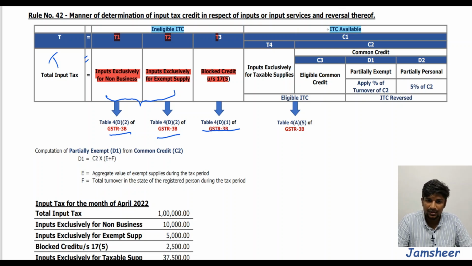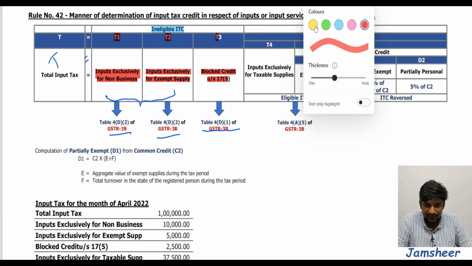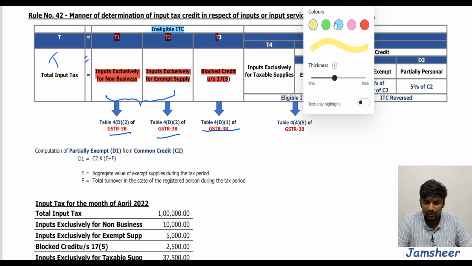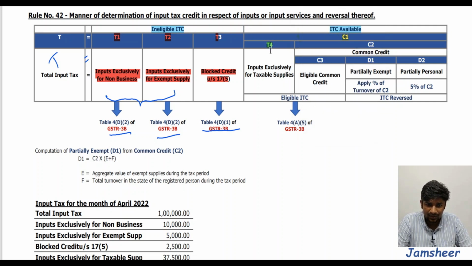The other part, the ITC available, can be considered as C1. C1 will consist of T4 and C2. So what is T4? T4 is very simple: inputs exclusively for taxable supplies. In that case, the entire ITC is eligible and can be taken.